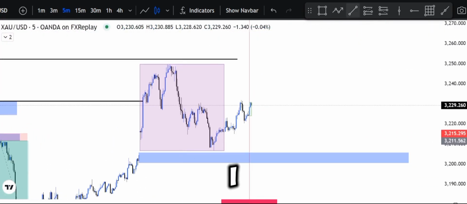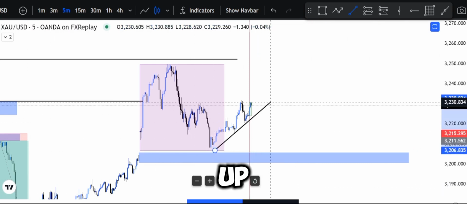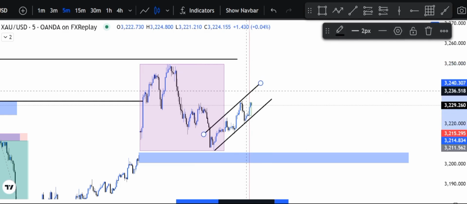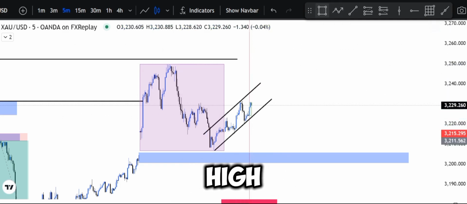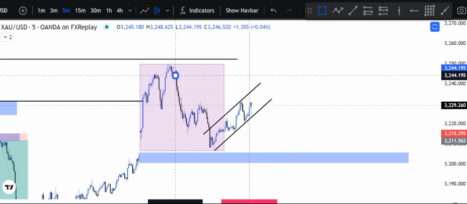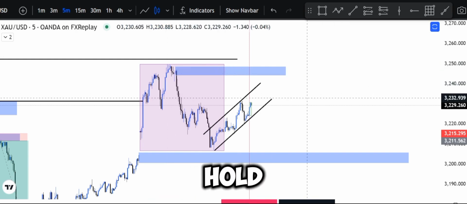Let's see what happened. I can see now it is building up. Yeah, if you can see it, price is building to the upside. Maybe induce high or mitigate the supply. Let me mark it. Why this supply might hold?